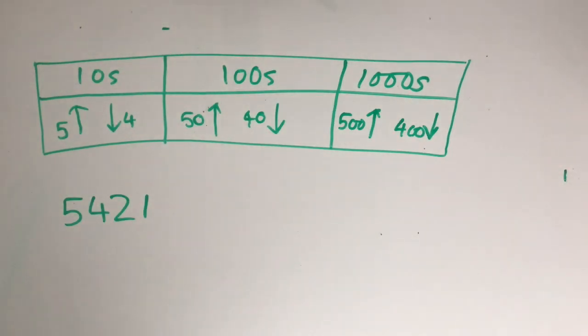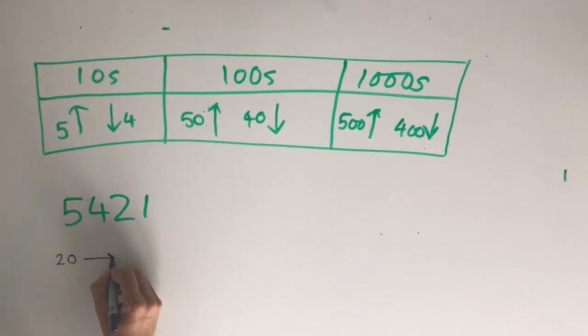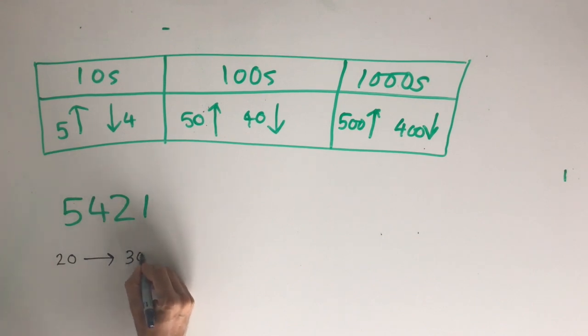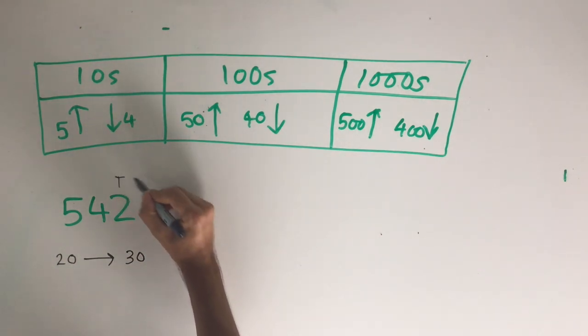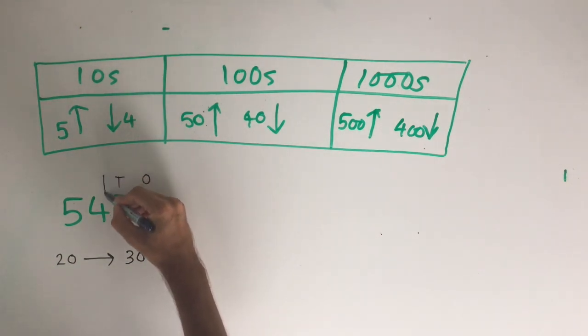Let's take a look at rounding 5,421 to the nearest 10. Remember that when we're rounding to the nearest 10, you need to know which 10 we have and which 10 is next. So we have 2 10s, which is 20, and the next 10 afterwards will be 30. When you're rounding to the nearest 10, you just concentrate on the 10s and the 1s.